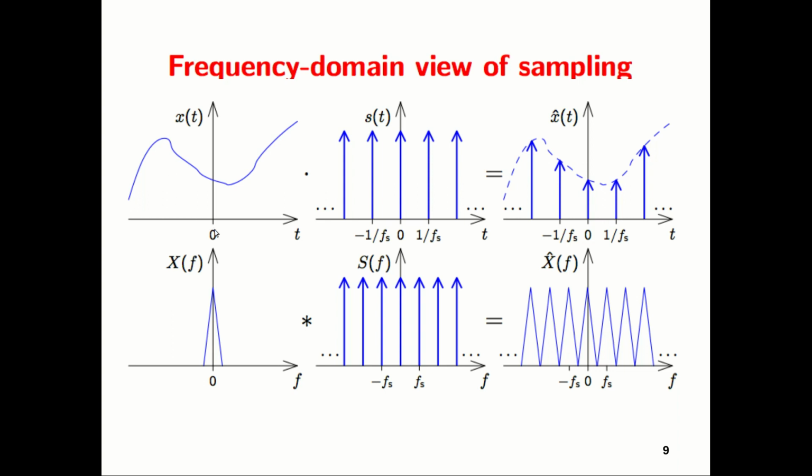Here, we see how sampling is done in time domain. We multiply a given signal with a train of impulses, and we get a sample output. In frequency domain, what we do is we find the spectrum of the signal, and correspondingly we find the spectrum of the impulse train, and on convolving we get the frequency domain view of sampling. Here we also observe one more property, that is, multiplication in time domain is equivalent to convolution in frequency domain.